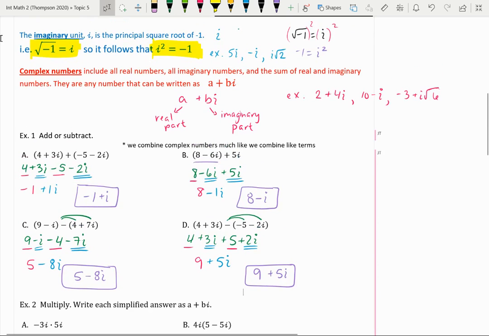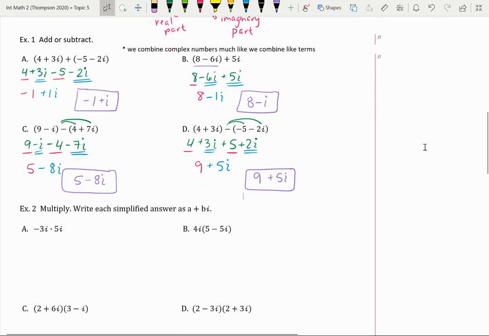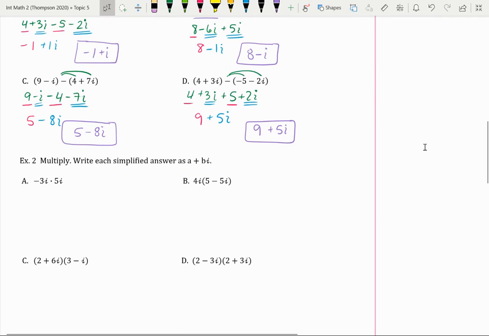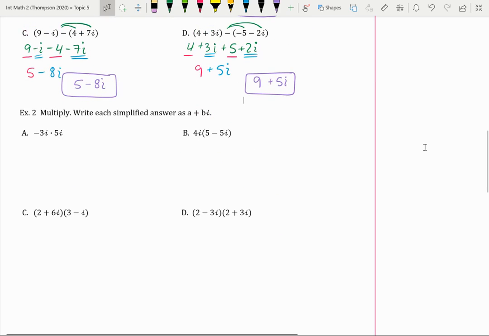Okay, we didn't use these facts up here that are part of our definition much, these ones that I've highlighted at the very top, but they're going to be necessary as I move on. Example number 2, now I'm multiplying. And then I'm going to write each simplified answer as a complex number in this form, a plus bi. So for problem A, I have negative 3i times 5i. So we're starting off with multiplying one term times one term, and then we're going to grow.